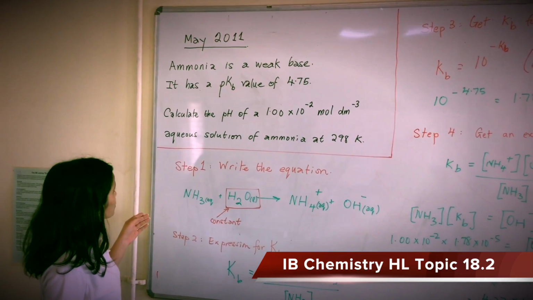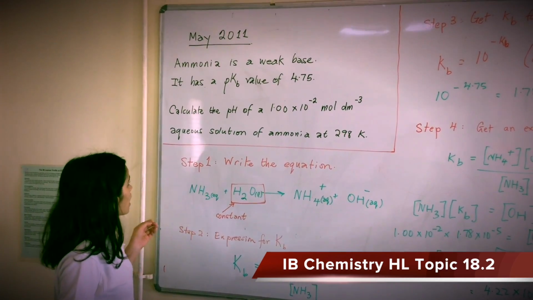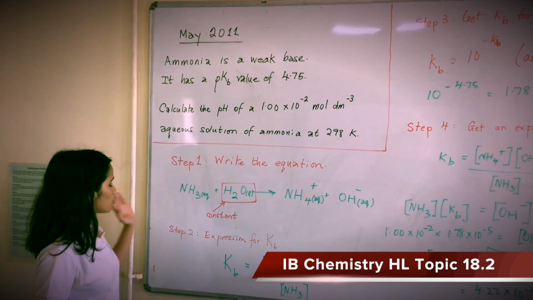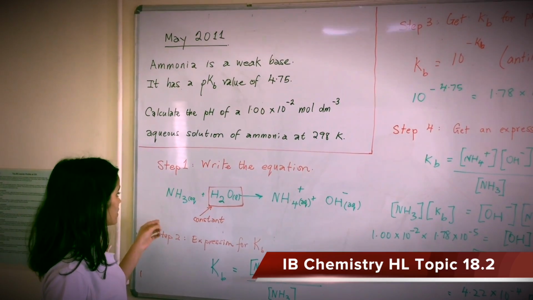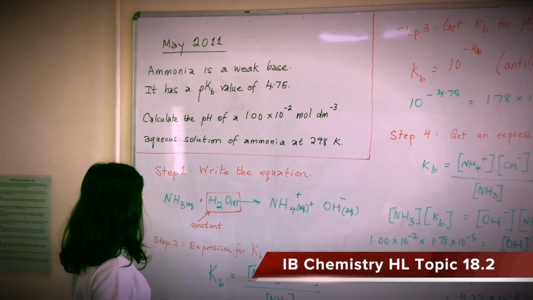The first thing we need to do when we look at this question is obviously to write down the equation. Since it's an aqueous solution of ammonia, we would write an equation for ammonia with water, and since it's a base, it would dissociate into the ammonium ion as well as hydroxide.